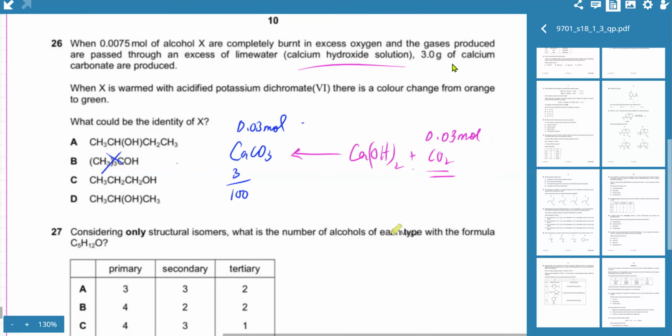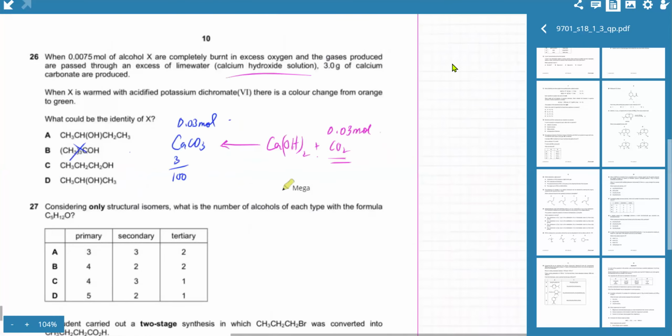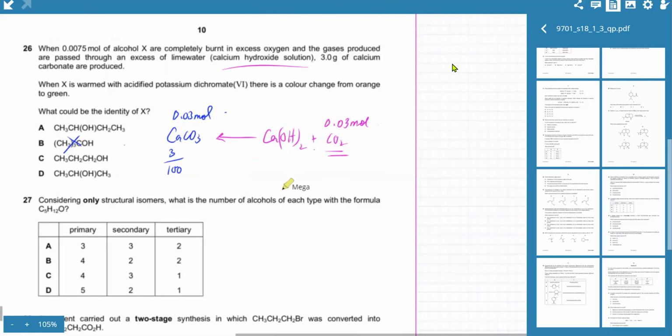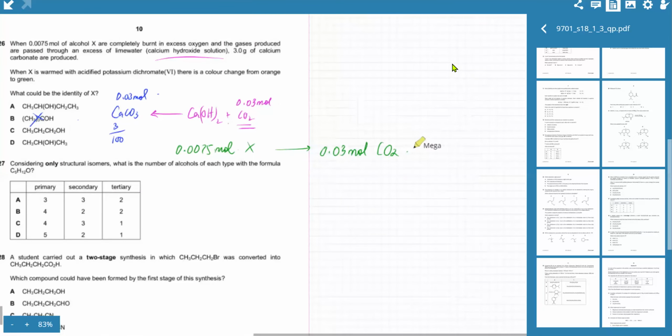Okay, is this clear? Mohammed, is this clear? Zaib, is this clear? So it's 0.03 moles of carbon dioxide that are getting produced. How much alcohol were you burning in the first place? It's 0.0075 moles. That's the X that you were burning to get 0.03 moles of carbon dioxide gas, right? Can anyone tell me what the whole number ratio is?